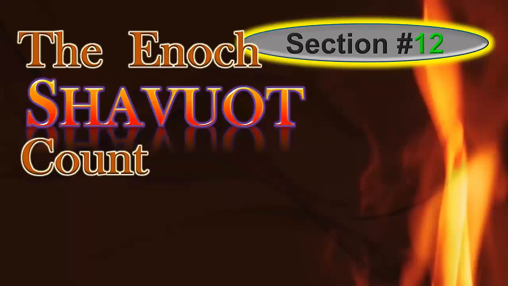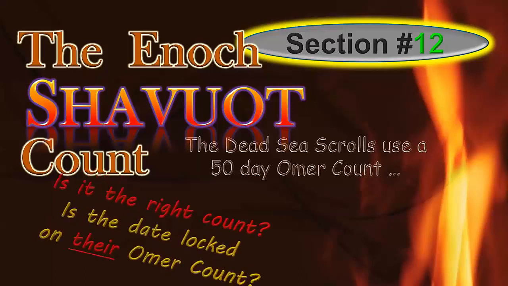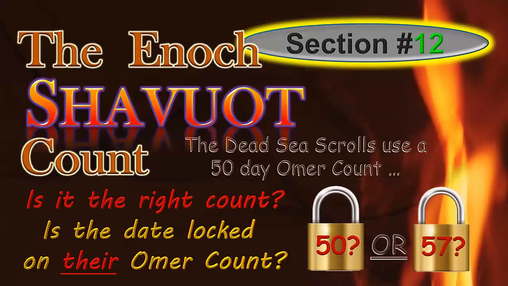Here we go with section number 12. The Enoch Shavuot count. The Dead Sea Scrolls use a 50-day Omer count. Is it the right count? Is the day locked on their Omer count? 50 or 57? Which is it? This is very, very serious. We need to determine this. Is their calendar locked, or is it a variable in it?